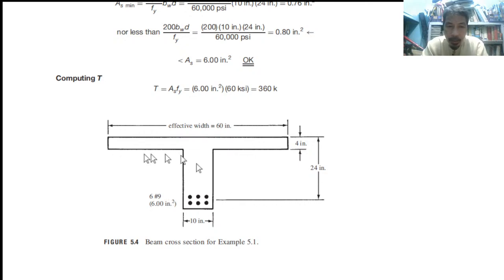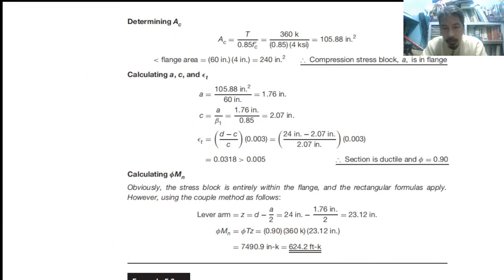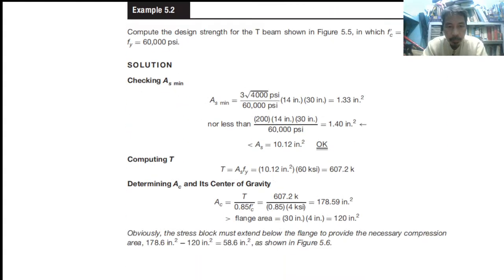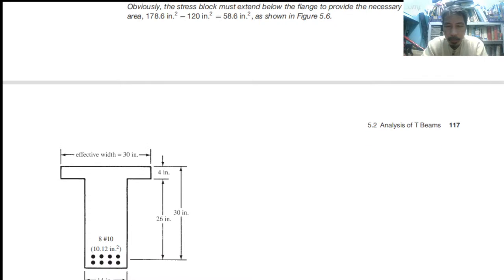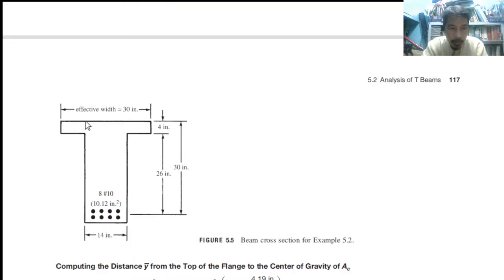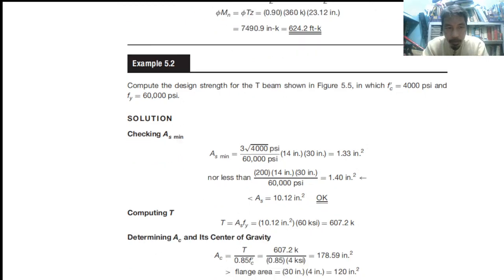As you can notice, this is not doubly reinforced. This is singly reinforced. Let's continue. So we have the next problem here. Again, singly reinforced. We have d equal to 30. We have flange height 4, then we have width 14. So we are going to find out the effective width. We are given 8 number 10, so the total area is 10.12.